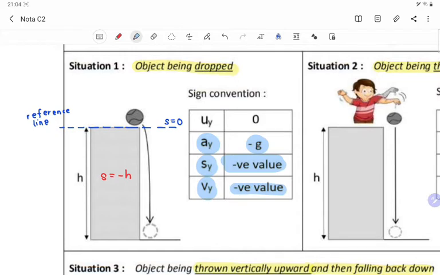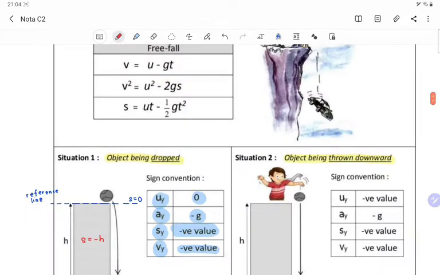Okay, so the situation is that the object is being dropped, dia dijatuhkan. So, asalnya contoh kita pegang bola, kita pegang dalam keadaan stationary dan kita lepaskan. Okay, so dalam keadaan stationary, UY adalah kosong. Therefore, for the first situation, bila kita nak pakai equation untuk free fall, pastikan maklumat yang dimasukkan adalah betul, di mana nilai UY adalah kosong. So, this U kita adalah kosong. SY adalah negative value. V pun negative value juga. Okay, ini untuk objek being dropped, dijatuhkan.